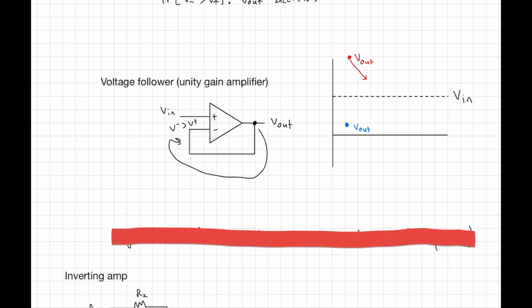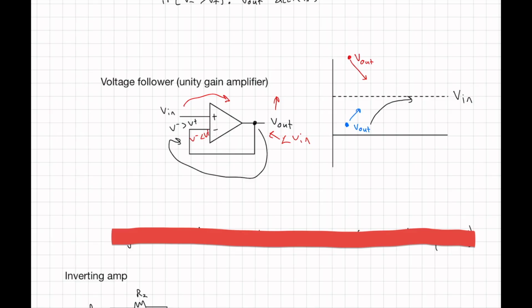Now, what about the case where V out is less than V in? If V out is less than V in, then V minus is less than V plus. So V plus is greater, so V out will increase. And what happens here is you have this subtle game where your V out chases your V in. It goes like that. And this is also called a voltage follower.